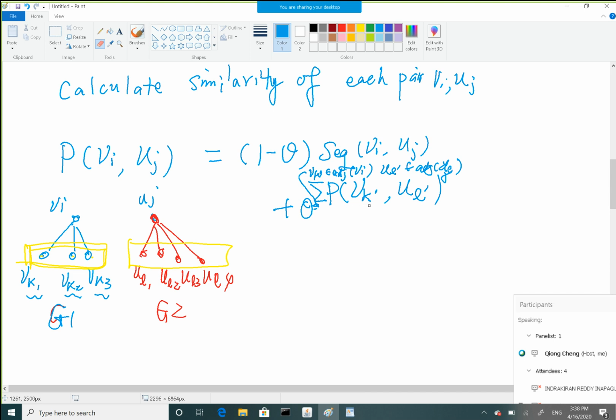Here the reason is they wanted to normalize, and they normalize it by dividing by the degree of Vk prime and Ui prime. So this is divided by the degree of Vk prime times the degree of Ul prime. You know what degree is, right? Degree corresponds to the number of adjacent vertices. I think this one should be made a little bit bigger, so that you will not be confused.